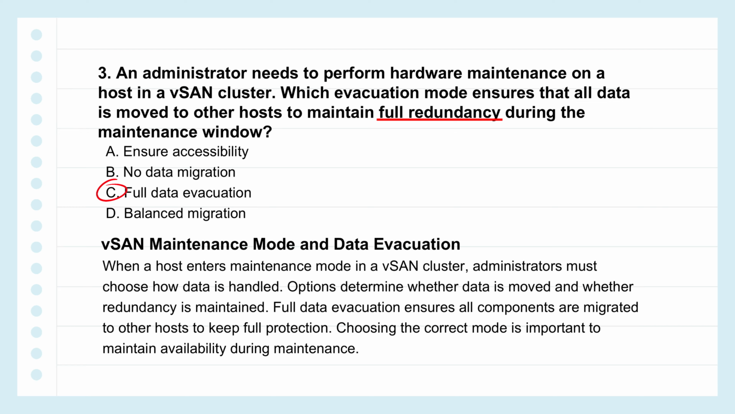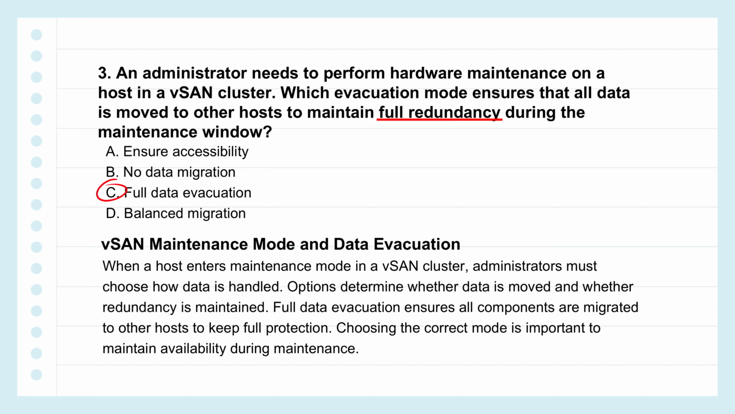It is the heavy lifting option. It basically empties the host completely before it lets it shut down. But you have to look at the strict requirement in the scenario. The prompt said, ensure full redundancy. Okay, so what happens if you choose one of the others, like ensure accessibility? If you choose ensure accessibility, vSAN just does the bare minimum. It makes sure the virtual machine data is readable on other hosts, but it doesn't rebuild the mirrored copies. You might be running on a single copy of that data.